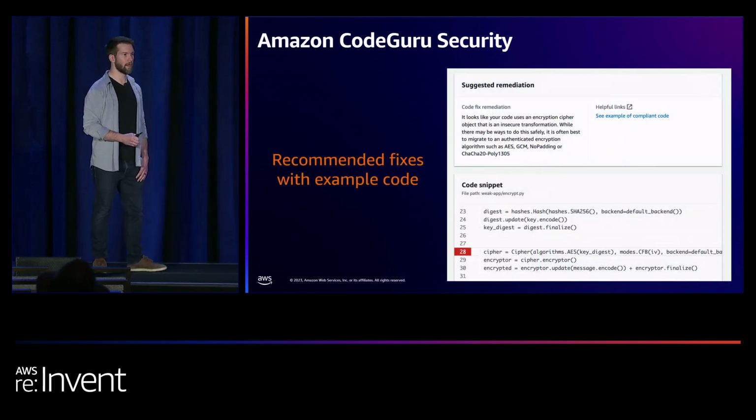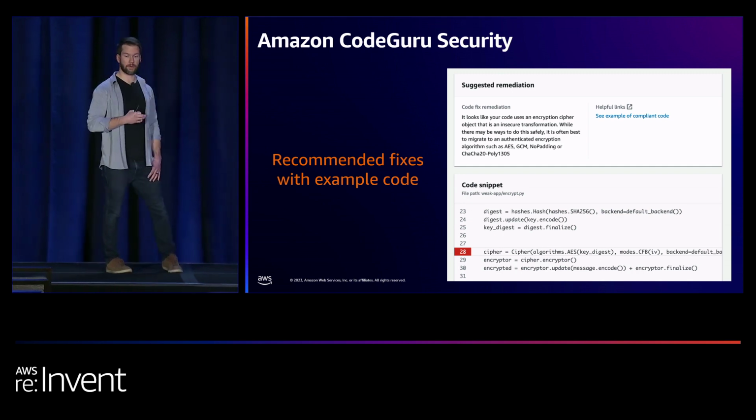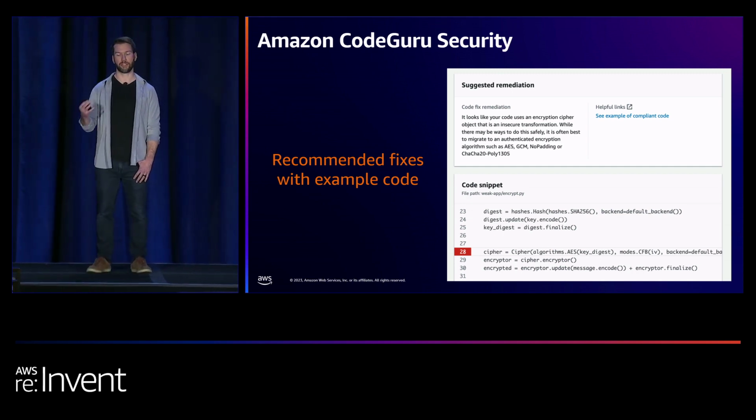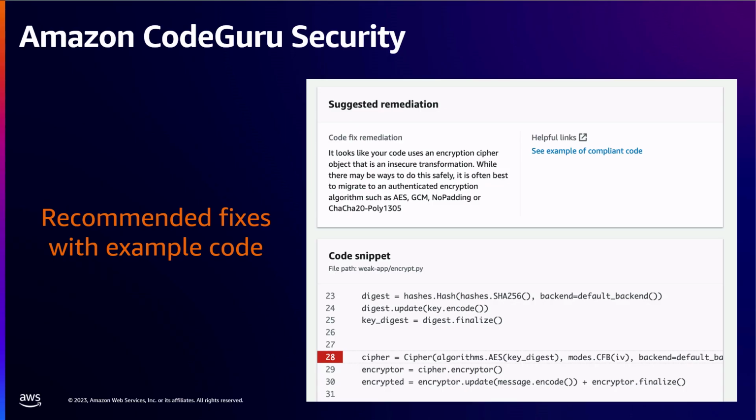So to help with the remediation, you're not left alone. CodeGuru Security will also provide suggested remediation. So in this screenshot, I have some code here that's being flagged for using weak encryption. And at the top left, it describes the issue, but at the top right, it's providing a link to examples of compliant code. So rather than just being left to your own devices to figure out how to resolve that finding, it provides recommended fixes with example code.